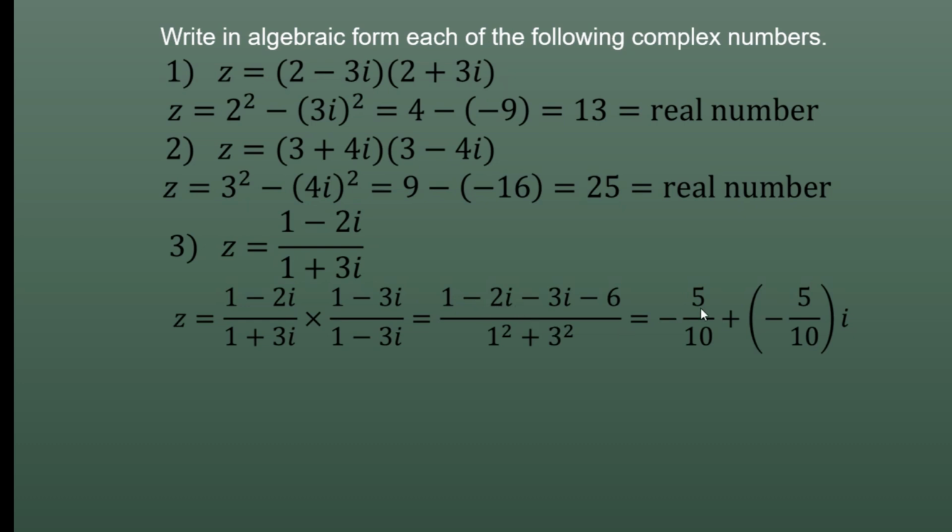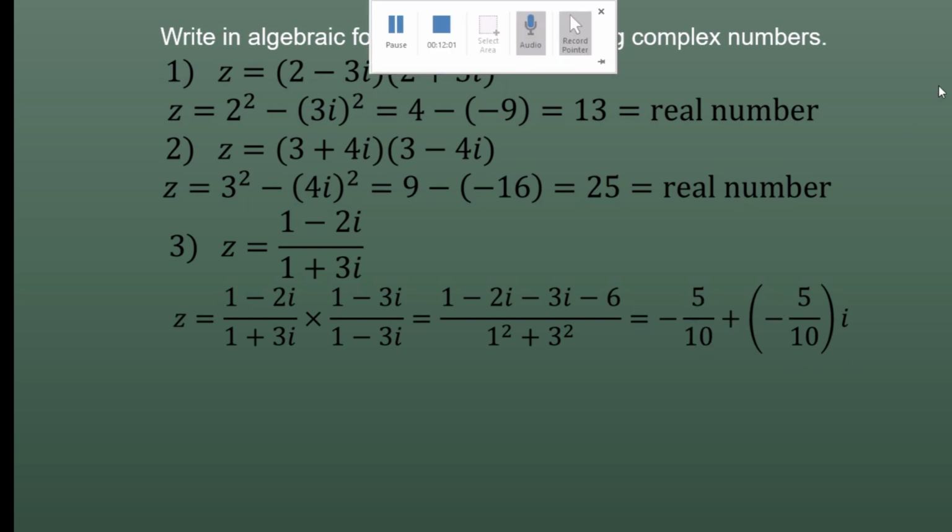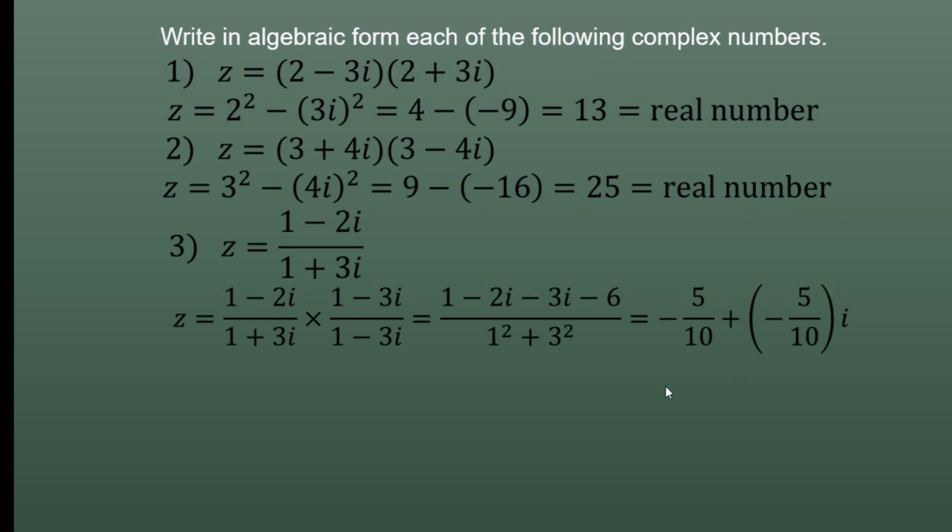1 minus 6 is minus 5. Minus 5 over 10, plus minus 5 over 10 i, which is minus half plus minus half i. The real part is minus 5 over 10 or minus half, and the imaginary part is minus 5 over 10 or minus half. Determine the image of each one, of each complex number.